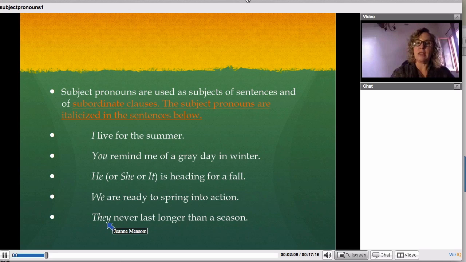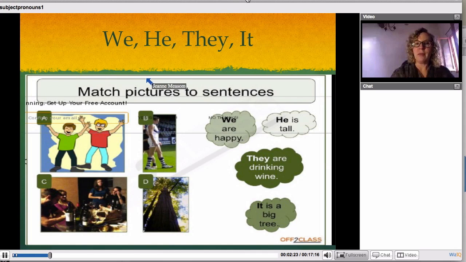The next sentence, "They never last longer than a season." They is the subject pronoun, and it's the subject of the sentence. Okay? So they, again, is more than one person. Could be 2, 3, 4, 5, etc. people. Okay? So we, he, they, and it.